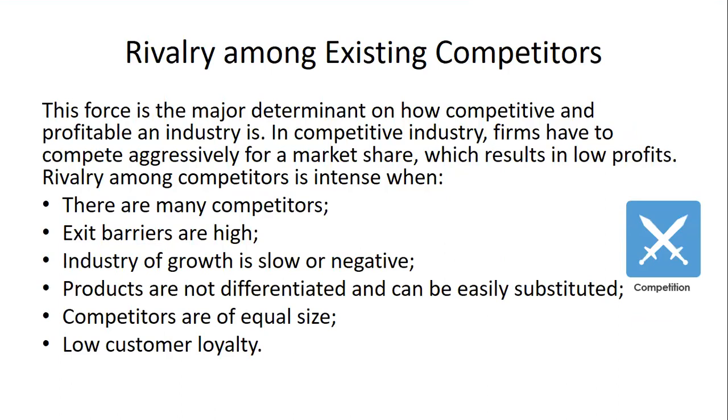Now, how can rivalry among existing competitors occur? It is regarding competition and profitability. When the rivalry of the competitors is intense, in which situations will it be intense? There are many competitors, exit barriers are high, the growth is slow or can be negative also, products are not differentiated and cannot be easily substituted, competitors are of equal size, and low customer loyalty is found.